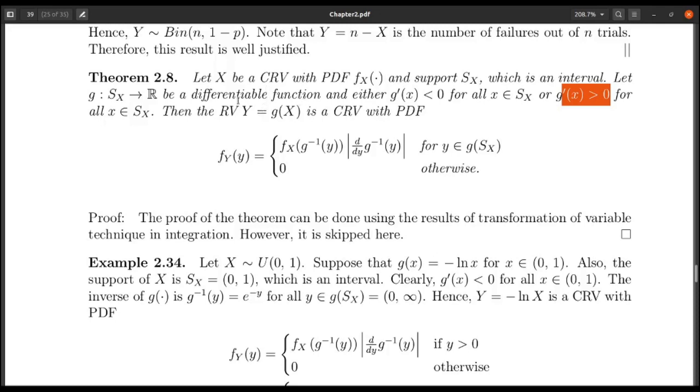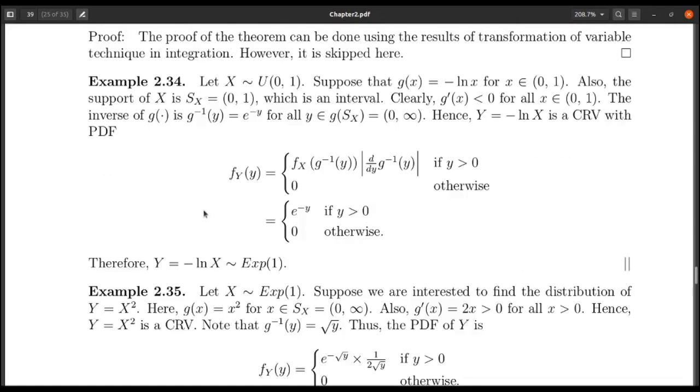Again, to repeat: the conditions are that X is continuous, the support is an interval, g is a differentiable function, and g prime is either negative or positive on the whole support of X. In that case, Y is continuous, and the PDF is given by this expression. Let us see some examples. I am skipping the proof because, as I already mentioned, it comes from the variable transformation technique of integration, so it is a straightforward application of that. Let us discuss some examples where we can use this theorem to find the probability density function of a transformation of X.